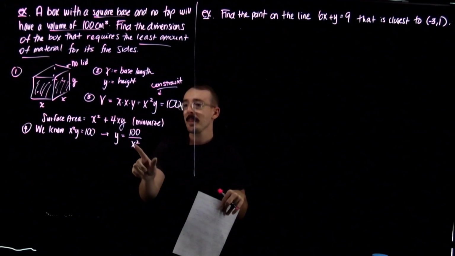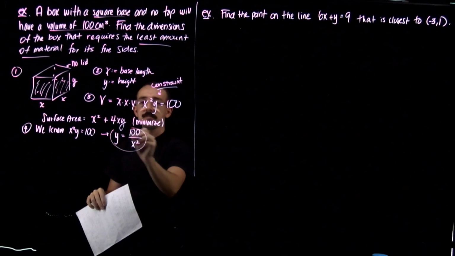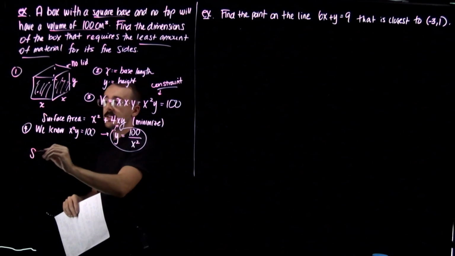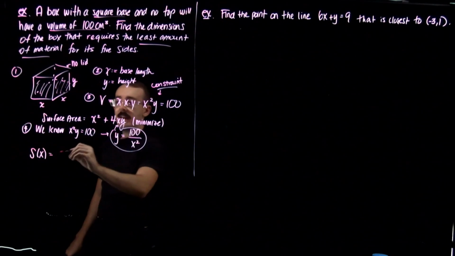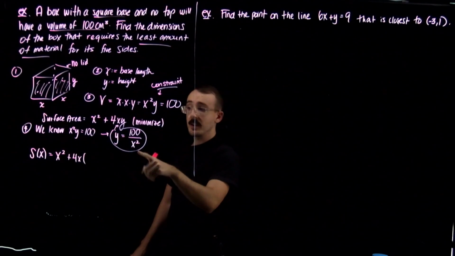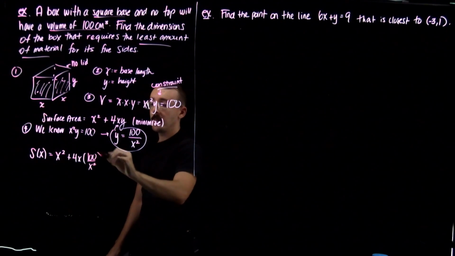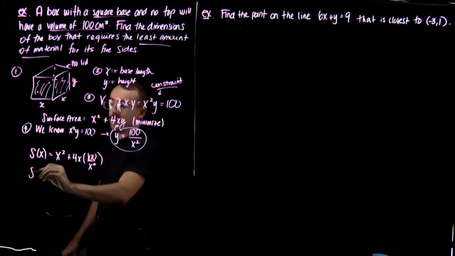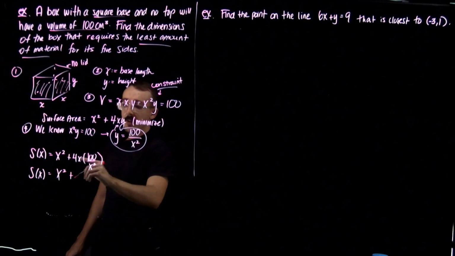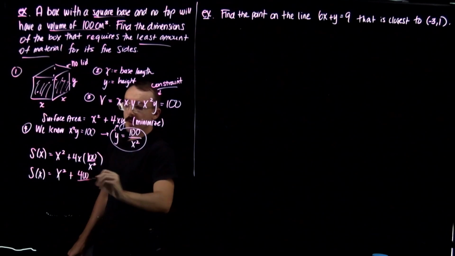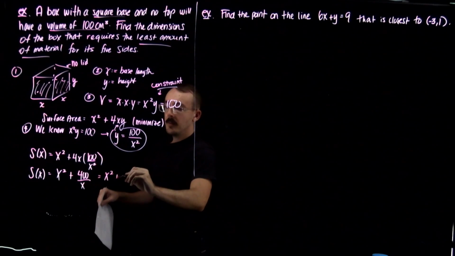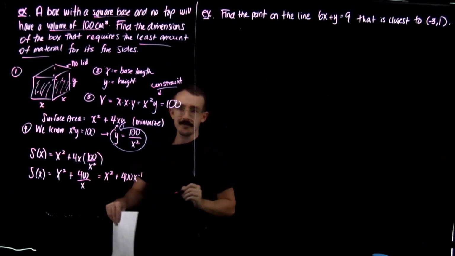It's an actual box. So then take this equation here and plug it in right above here for the y of the surface area formula. So I'll call surface area capital S. It'll be x squared plus 4x, and instead of the y, we're going to replace it with this new equation I made, 100 over x squared. So this is equal to x squared plus, and then I have 4 times 100 is 400 over x. And then from here I could rewrite this as x squared plus 400x to the negative 1 power.